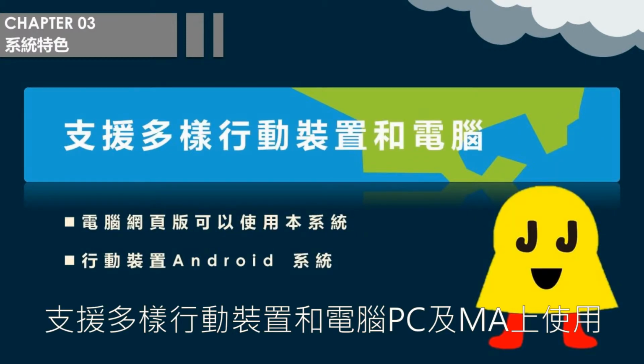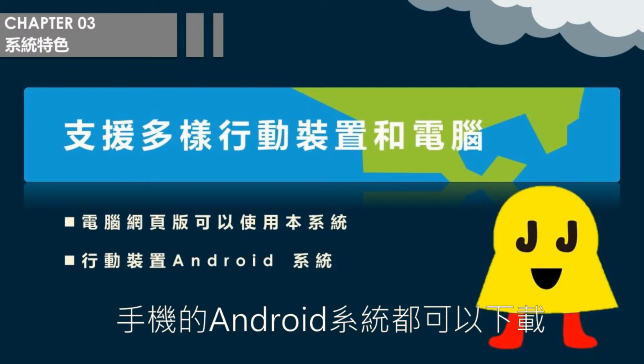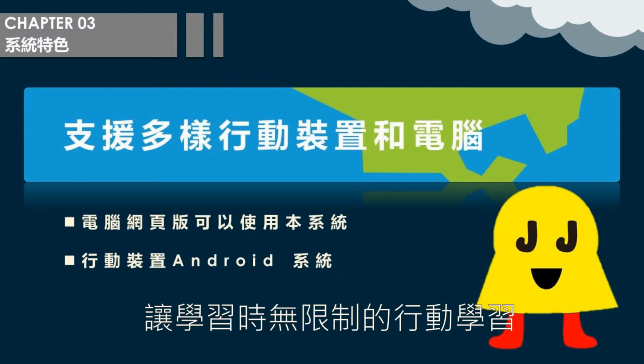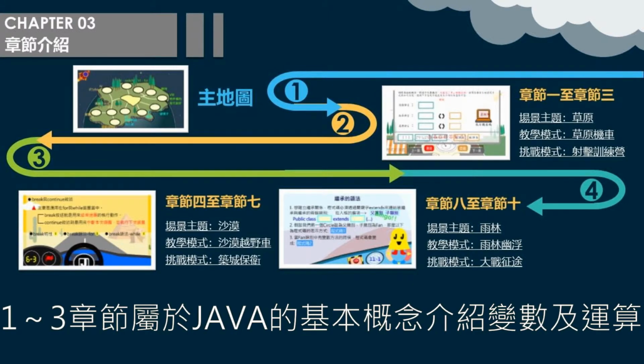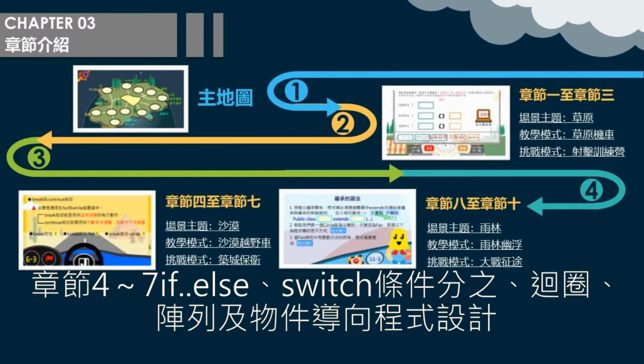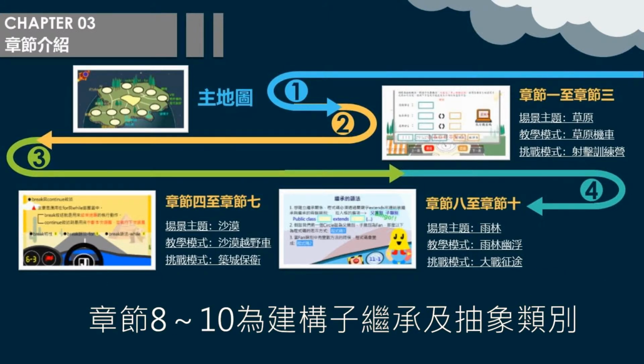The system supports various portable devices and both Mac and PC computers. It can be downloaded to mobile phones on the Android system to literally achieve mobile learning. There are a total of 10 chapters. Chapters 1 to 3 are introductions to the basic concept of Java, variables and calculations. Chapters 4 to 7 are decision making, if, else, and switch statements, loop, errors, and object-oriented programming. Chapters 8 to 10 are constructing subclass and abstract class.